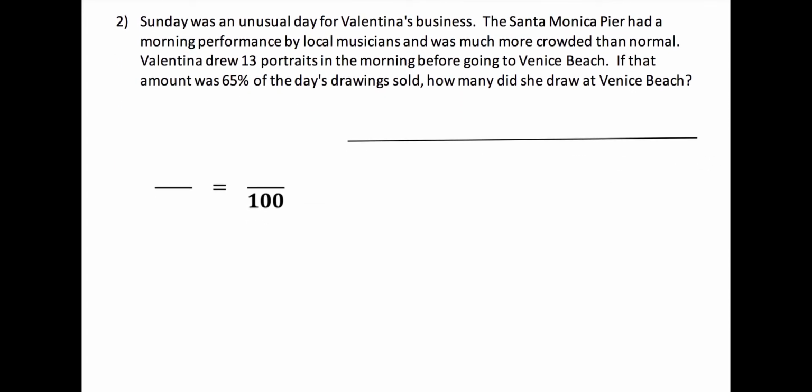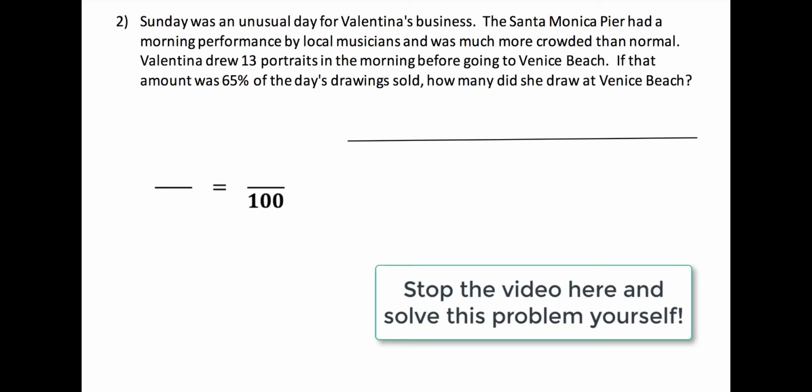The next one talks about the next day for Valentina. And it says, Sunday was an unusual day for Valentina's business. Now, don't forget that she charges $15 per portrait. So I want you to pause the video, look at this one, see if you can figure it out on your own, and then I'll be back when you start the video again to solve it with you. Go ahead.